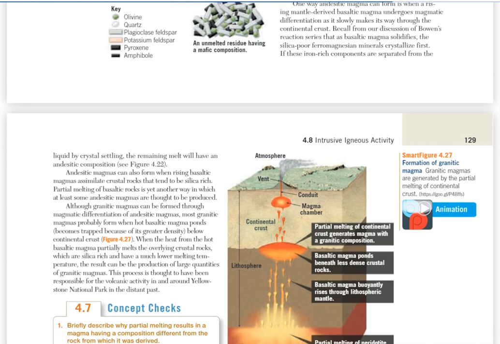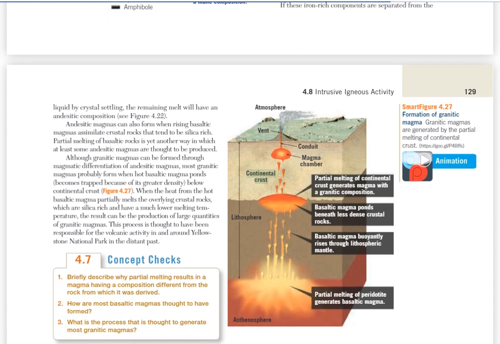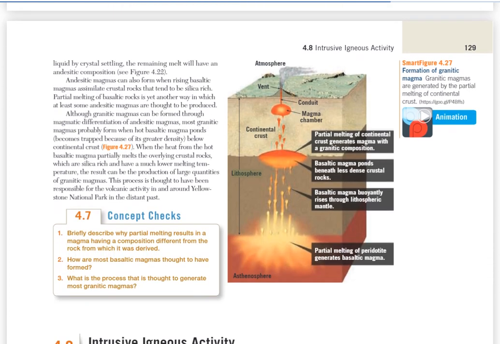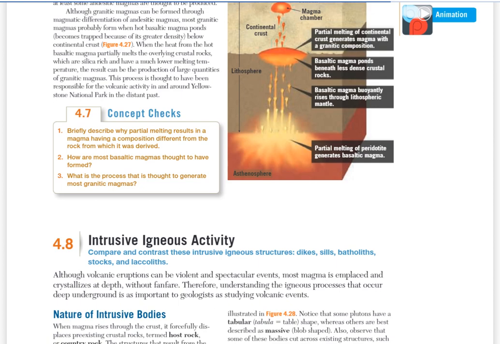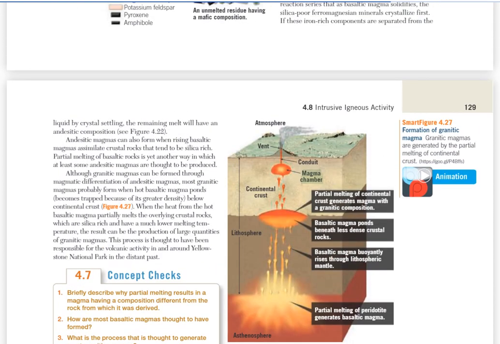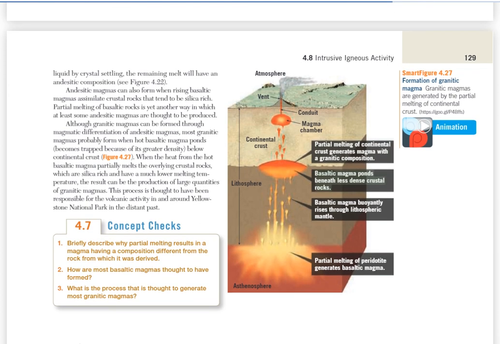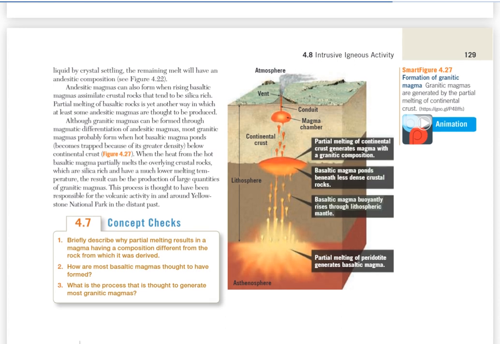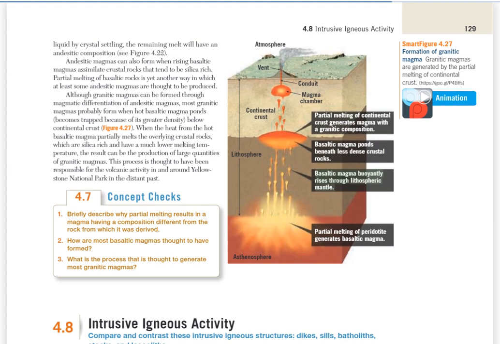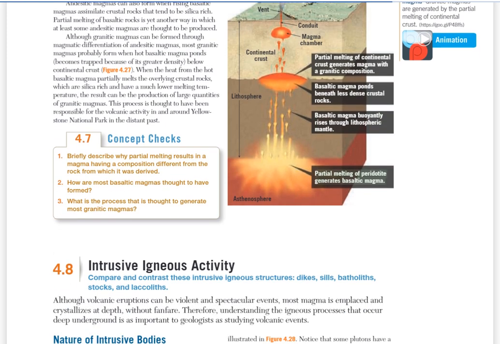Vent. Conduit. Atmosphere. Continental crust. Lithosphere. Asthenosphere. Magma chamber. Partial melting of continental crust generates magma with a granitic composition. Basaltic magma ponds beneath less dense crustal rocks. Basaltic magma buoyantly rises through lithospheric mantle. Partial melting of peridotite generates basaltic magma.